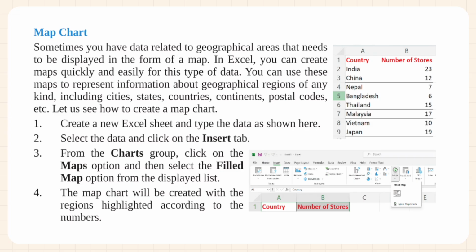1. Create a new Excel sheet and type the data as shown here. 2. Select the data and click on the Insert tab. 3. From the Charts group, click on the Maps option and then select the Filled Map option from the displayed list. 4. The map chart will be created with the regions highlighted according to the numbers.